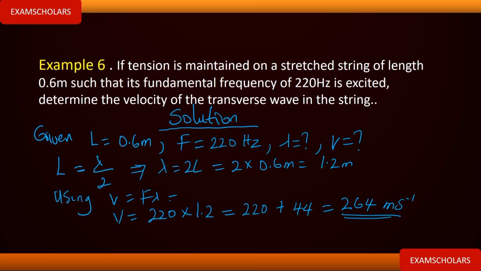Now, how did I get 264 very fast without using a calculator? Using mathematics knowledge, just like expansion. We can have 220 open bracket, 1.2 is the same thing as 1 plus 0.2, close bracket. 220 times 1 is 220. 220 times 0.2 is the same thing as 22 times 2, that is 44. 22 times 2, and you are going to get 44. Now you have 220 plus 44, which equals 264.